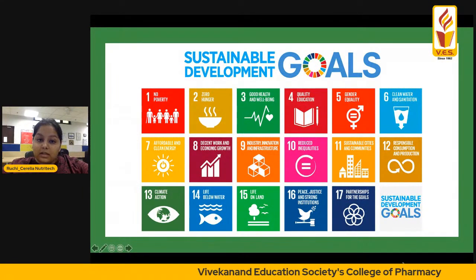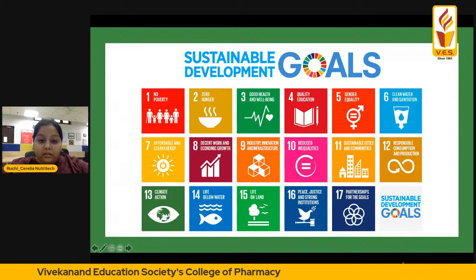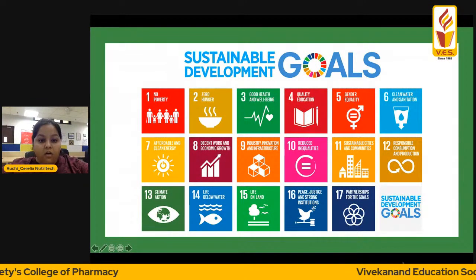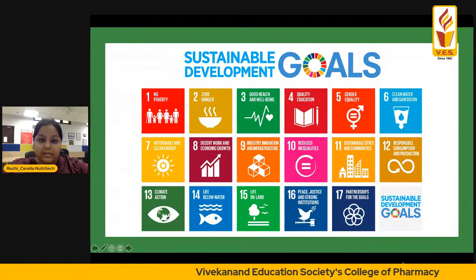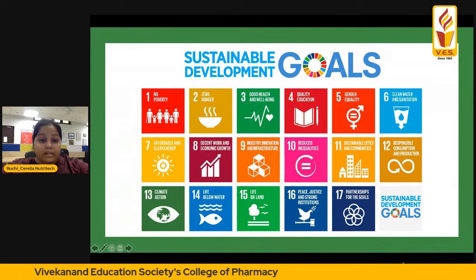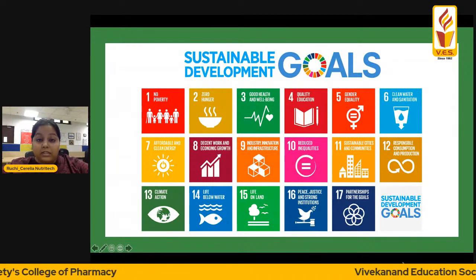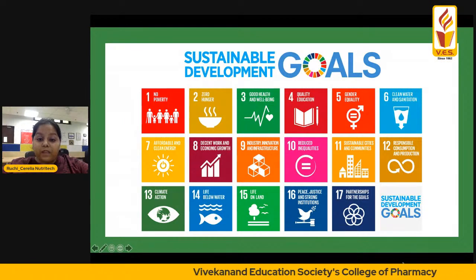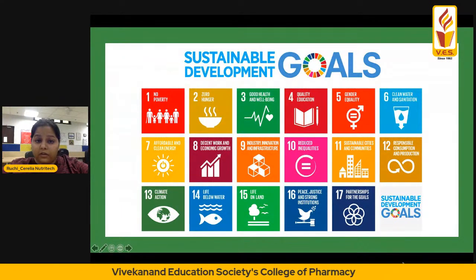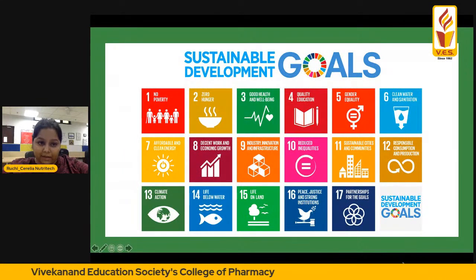Now, what is the sustainable development goal? This has been given by the UN as a collaborative measure to make the world a better place for all of us, all inclusive. Healthcare has a very important place in these goals. In fact, a lot of funds, grants, and research projects taking place all across the world are for achieving one of these 17 sustainable development goals.